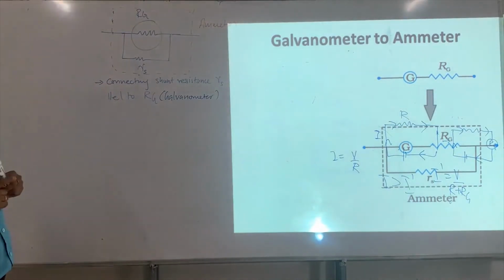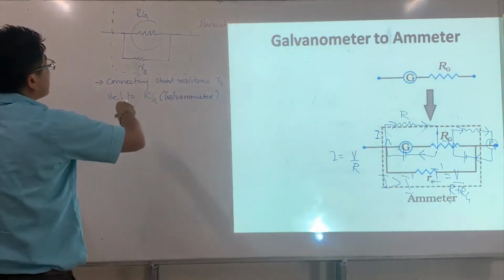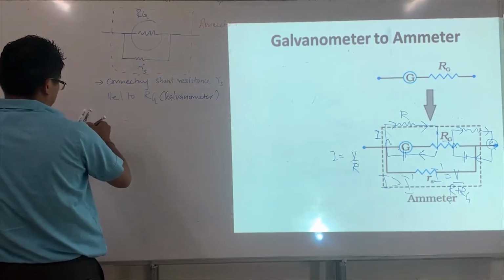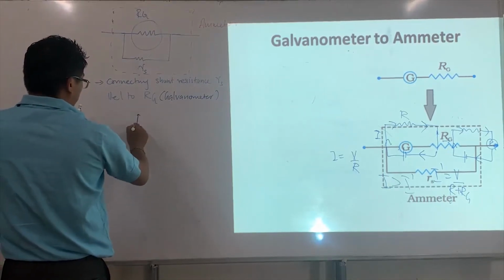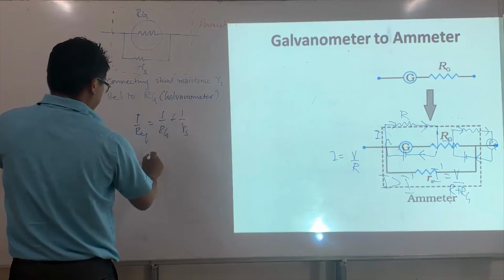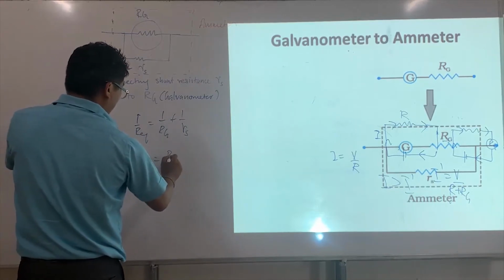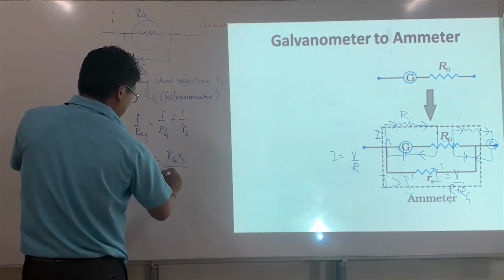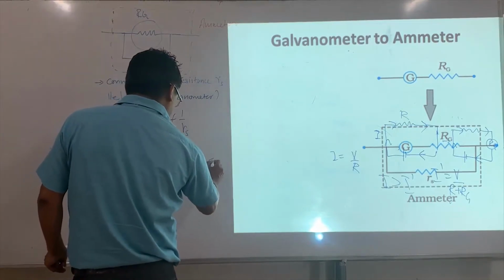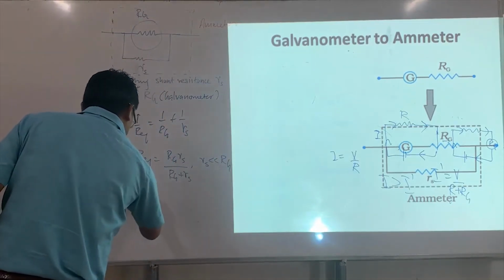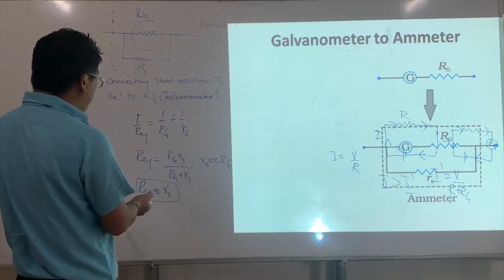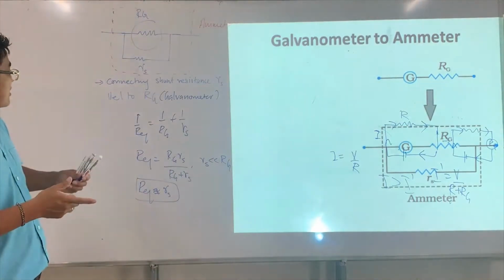Now look here, the resistance is going to decrease. What is the net resistance? The resistances are in parallel, so 1 by equivalent resistance is equal to 1 by Rg plus 1 by Rs. So the equivalent resistance is Rg Rs divided by Rg plus Rs. This is very small compared to Rg, so the equivalent is almost equal to Rs. So this resistance becomes very small. This is how we use it.